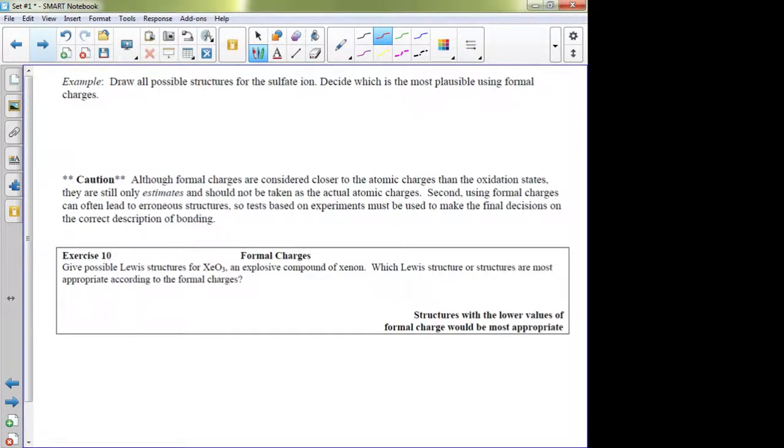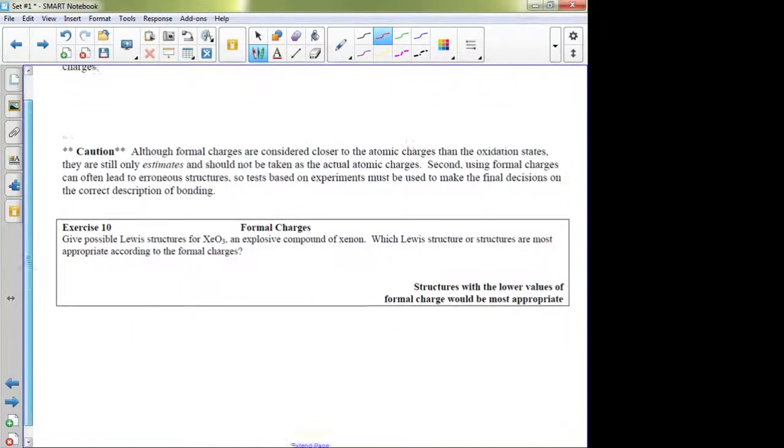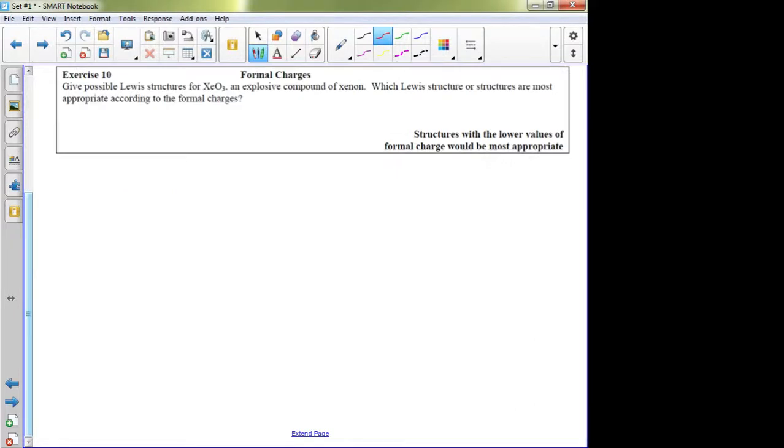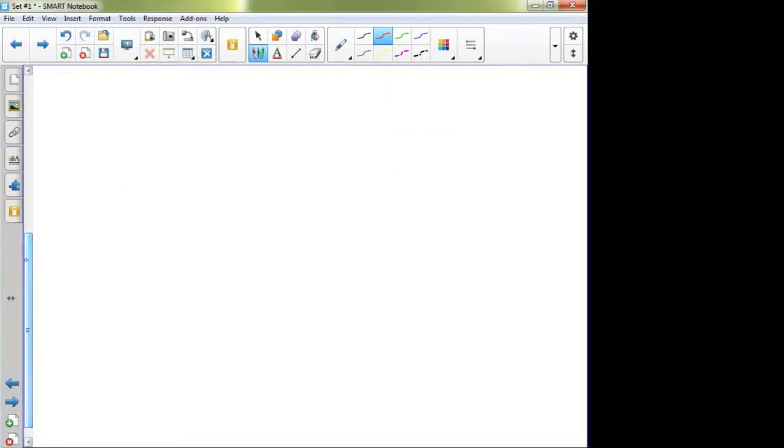For the example, it says draw all possible structures for the sulfate ion and decide which is the most plausible using formal charges. So again, what did we just say sulfate was? SO4 2 negative. I'm going to come down here and do it so I've got more room to draw it, since the smart board can be writing bigger than in your notes. So it's SO4 2 negative.